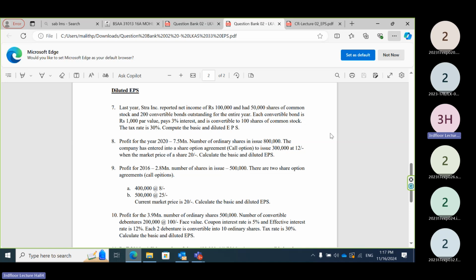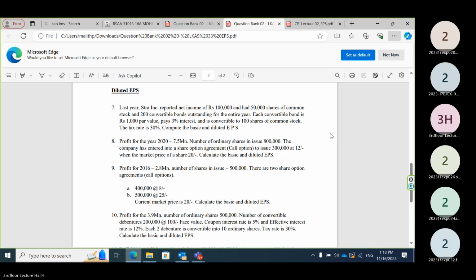Answer is 2.079 diluted earnings per share. So then you can understand, is there any dilutive impact? There's no dilutive impact. You can conclude that there's no dilution, no dilutive impact.